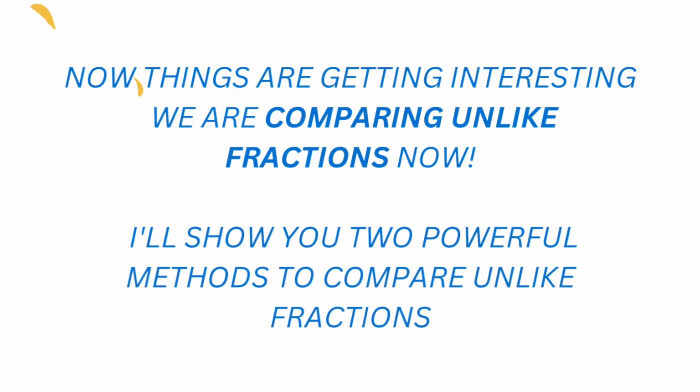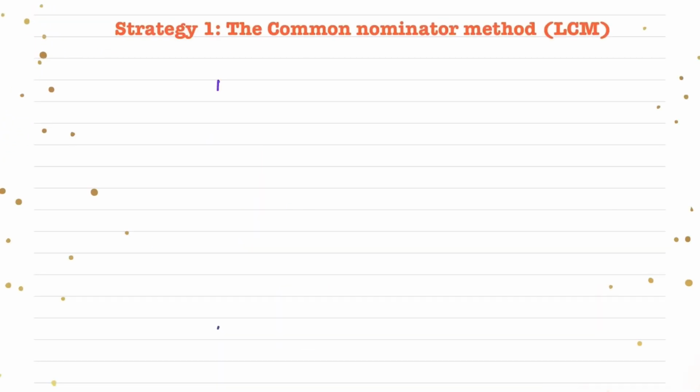The first one is the common denominator method. We have 2 different denominators. That means canvases are cut into different size pieces. So we can't just compare the numerator. Our first goal is to make the denominators the same. We can do that by finding the LCM of 2 and 8. LCM means the least common multiple.